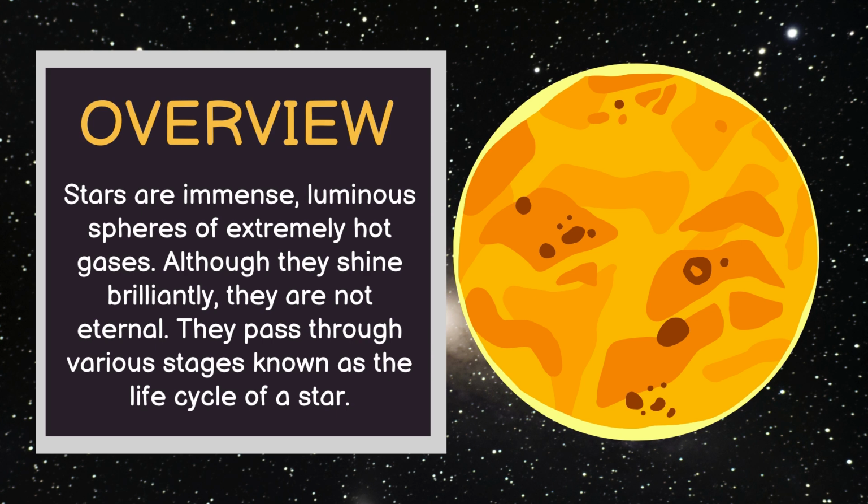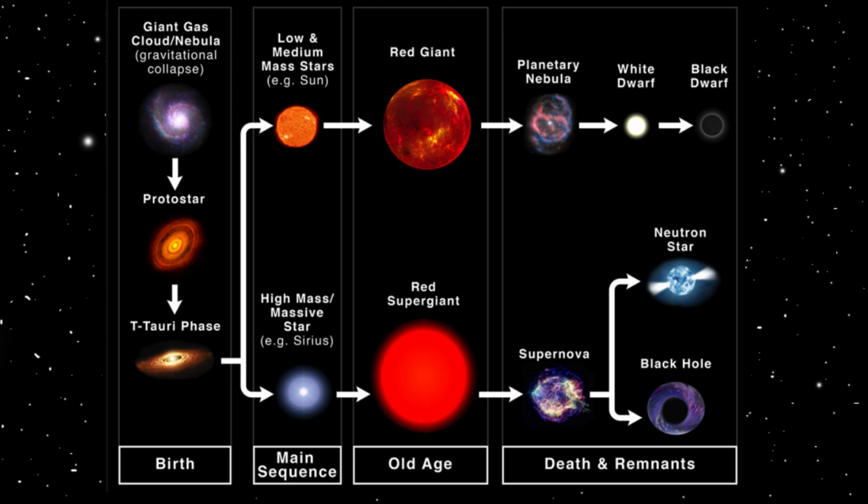First, let's talk about the star. Stars are immense, luminous spheres of extremely hot gases. Although they shine brilliantly, they are not eternal. They pass through various stages known as the life cycle of a star. Here is the life cycle of a star. It goes through four main stages: birth, main sequence, old age, death and remnants.